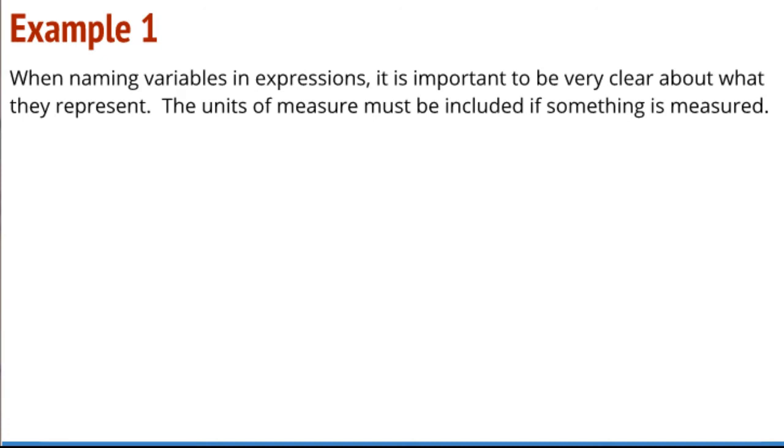Which brings us to an important discussion here. When we name the variables in expressions, it's very important to be clear about what they represent. We need to communicate with those people who are looking at our expressions, and be very clear about what the variable stands for. Which means that we also need to be clear about units of measure. If we are measuring cups, or gallons, or quarts, or miles, or centimeters, or pounds, we need to be very clear about what is being measured.